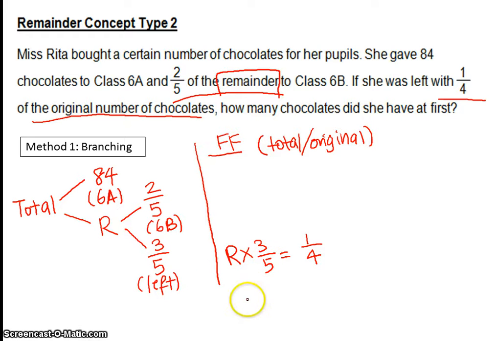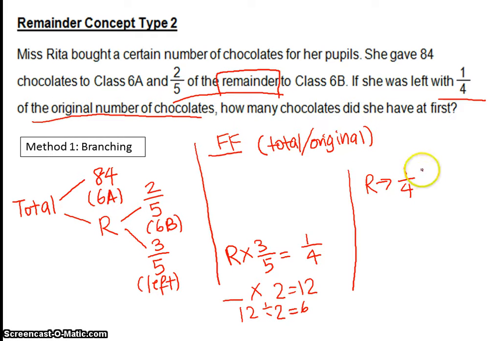Recall what you have learned in multiplication. How do I find this blank over here? Yes, you take 12 divided by 2 equals 6. Same thing over here. How do I find R over here? I take 1/4 divided by 3/5. So I shall write the solution over here. My R is actually 1/4 divided by 3/5. Using KCF, keep this, change this, and flip this, I will have 5 out of 12.